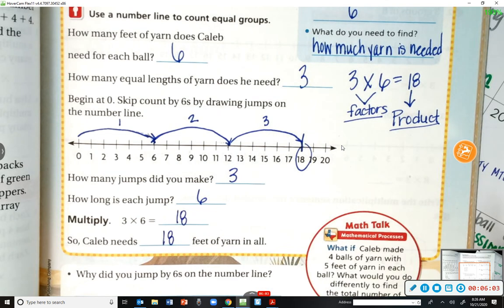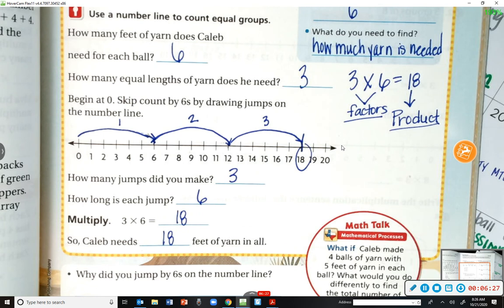So why do you think we had to jump by 6s on the number line? Why were we jumping by 6? Anybody besides Kelsey? No? Why didn't we jump by 4? Kaylee?